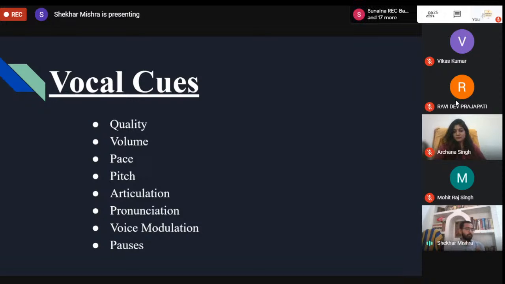Now comes voice modulation. Voice modulation generally includes the word stress, like how you are speaking a word. Modulation pertains to the way we regulate or vary or adjust tone, pitch, and volume. Here you have to consider the points from first, like quality, volume, pace, pitch. Everything is included here. Here we see how we are modulating our voice, the volume, the pace and pitch.